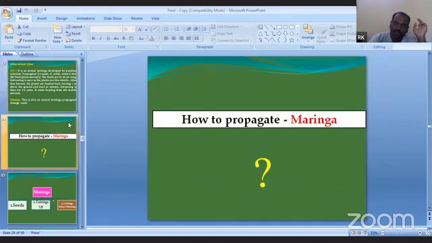And ODC is good for yield, it is 30 tons per hectare in ODC 3. Suppose ODC is categorically ODC 1, ODC 2, ODC 3 is also coming. Okay, then let us go to how to propagate the Moringa.